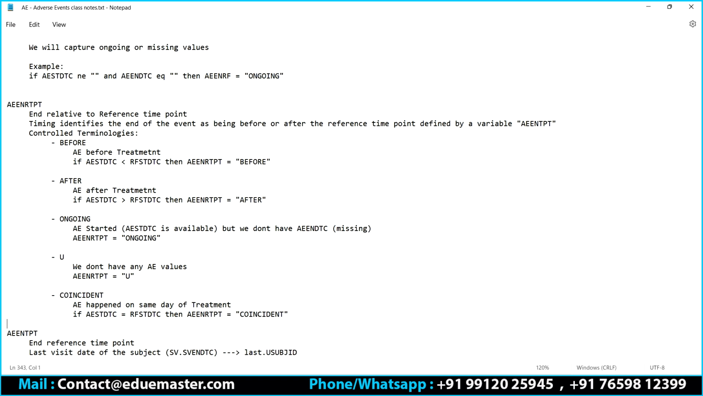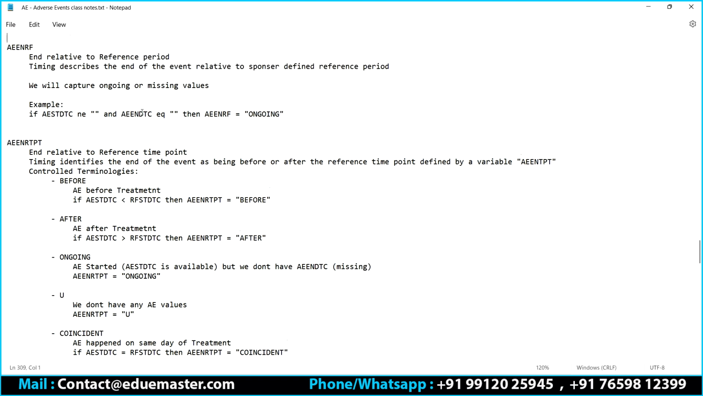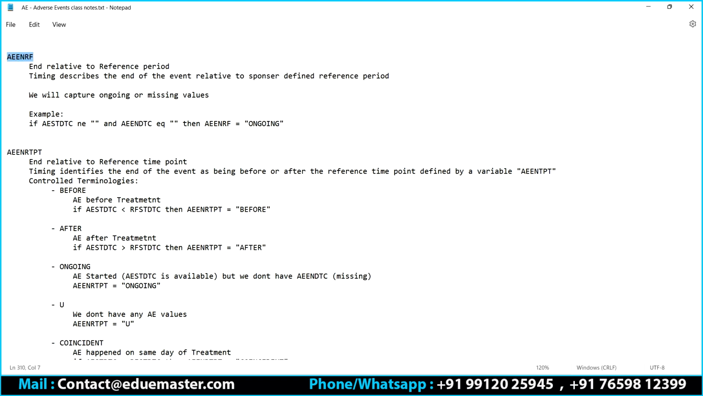Wonderful. So tomorrow what we can do is, yeah. Murli, the before variable, before the TPT variable which we have just defined, can you show that on the screen? This one or the one prior to this? Yeah. For AENRF, will we also have terminologies as before, after, and ongoing, or will it only have ongoing? You can see here. We will capture ongoing or missing values. Okay. Only two things. Either it can be ongoing or it can be missing.